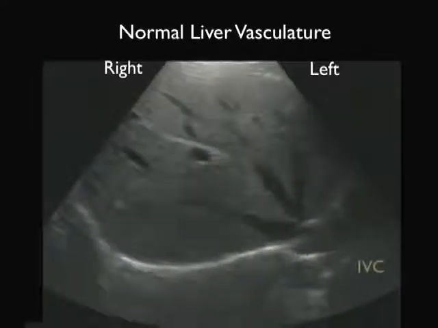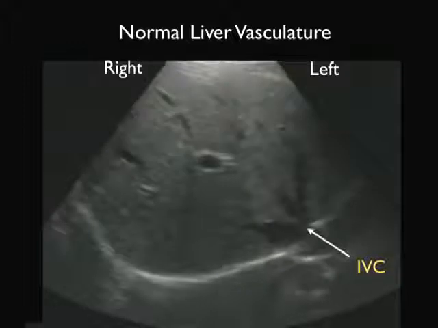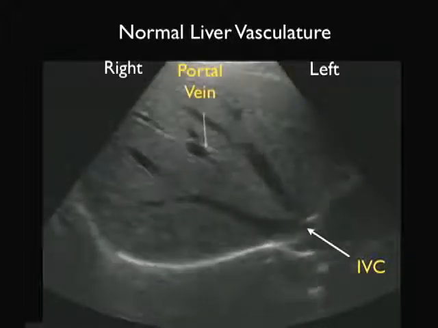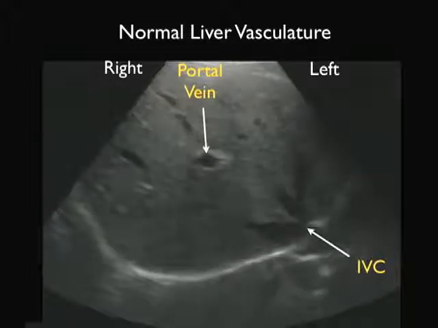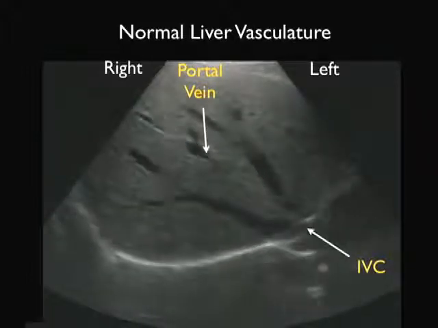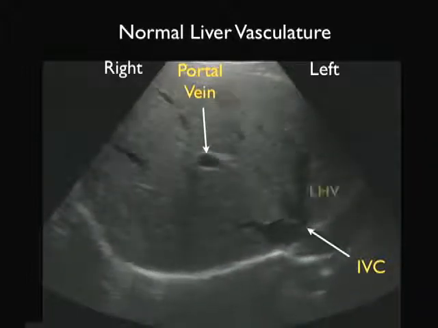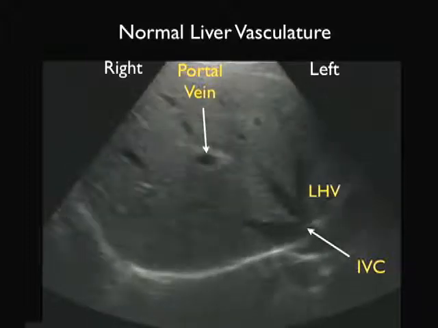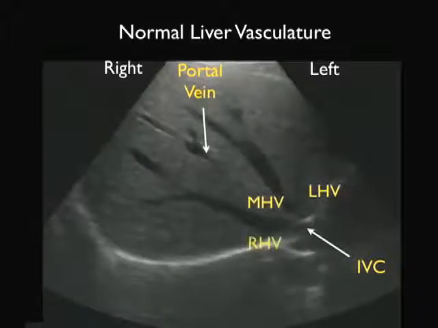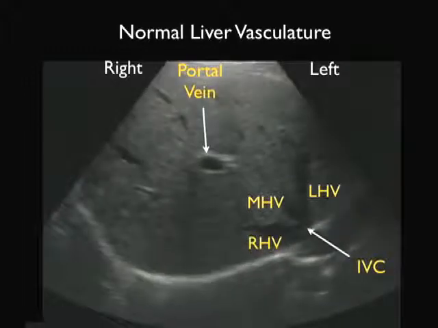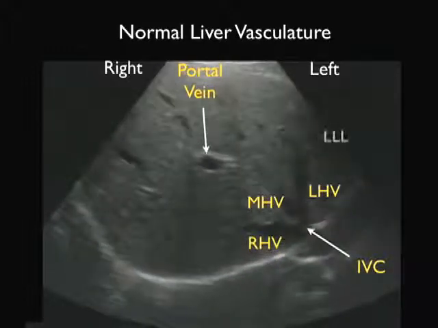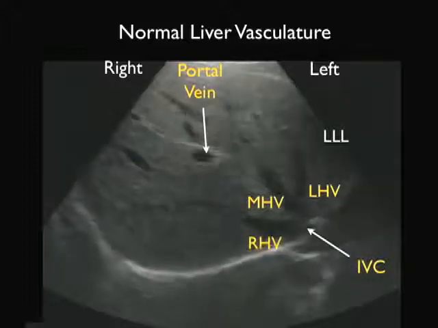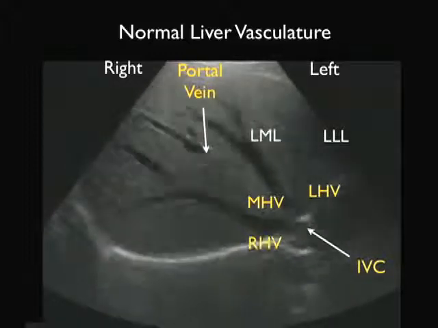Here's an ultrasound image showing normal liver vasculature. The probe is positioned directly below the liver with the probe marker over towards the patient's right. We see the inferior vena cava towards the bottom of the image and the portal vein. Notice that the portal vein has echogenic or whiter walls due to the fatty material within the portal vein coming from the intestine. We see the branches off the inferior vena cava making what appears to be a bunny rabbit sign. The left hepatic vein, the middle hepatic vein, and the right hepatic vein.